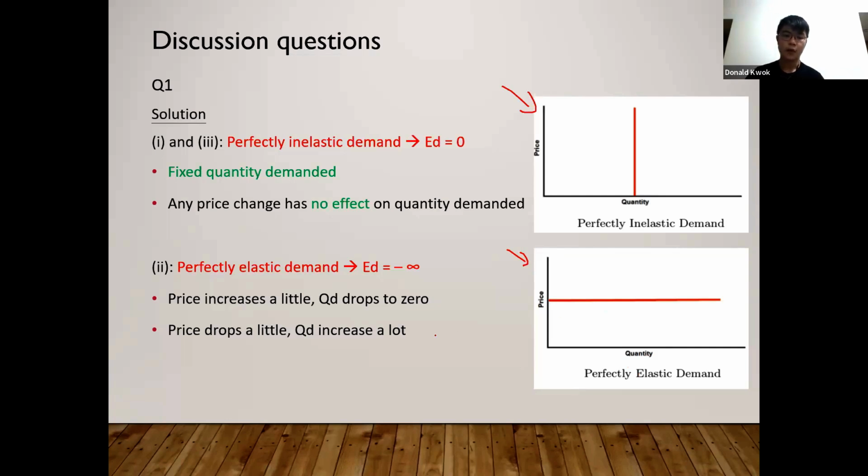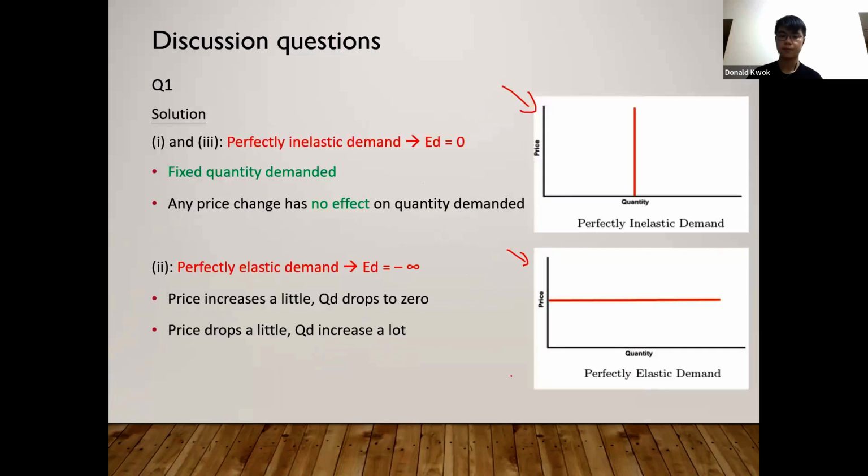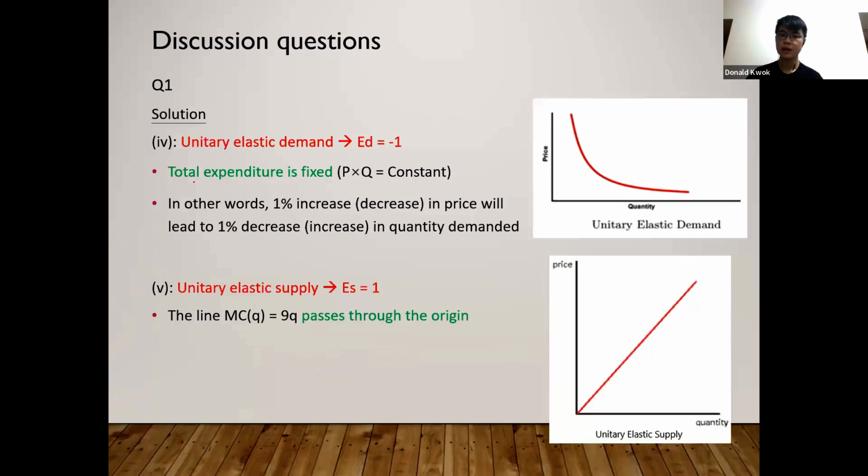All right, so case 4, Jerry places an order at the gas station saying, "I'd like $10 of gas." So how can you interpret this $10? This actually affects total expenditure on the good. And recall, for a unitary elastic demand, the total expenditure would remain the same at any point on the demand curve, right? So case 4 is actually illustrating a unitary elastic demand. The value of elasticity will be -1, right? Okay, so total expenditure is the same along all points on this hyperbola for the unitary elastic demand.